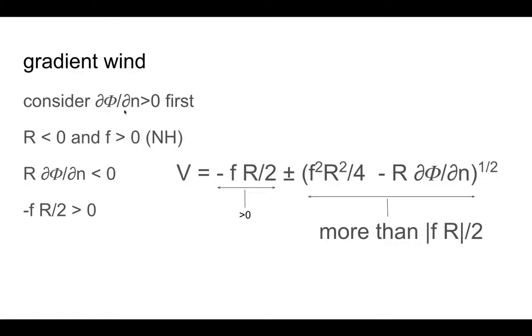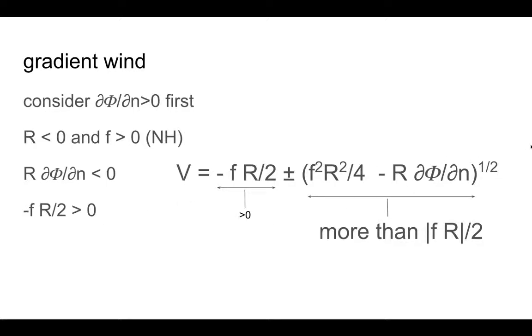So sticking with this positive d phi dn, let's look at a negative r. Okay, and again, f is positive. So r d phi dn in this case is negative because r is negative, d phi dn is positive. However, fr over 2 with the minus sign ends up being positive. Okay, so minus fr, f's positive, r is negative. The minus sign makes the whole thing positive.